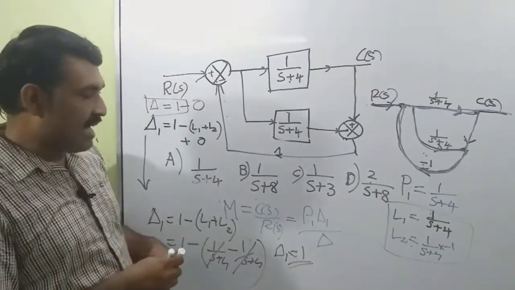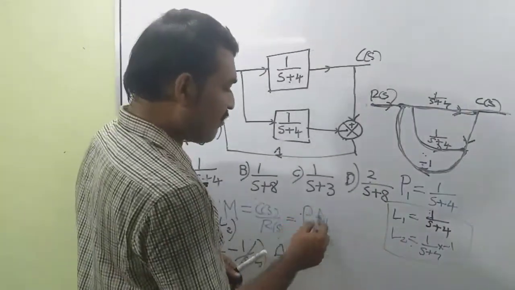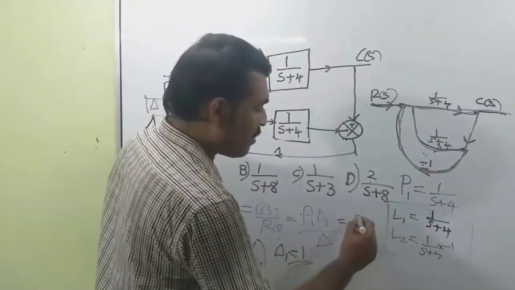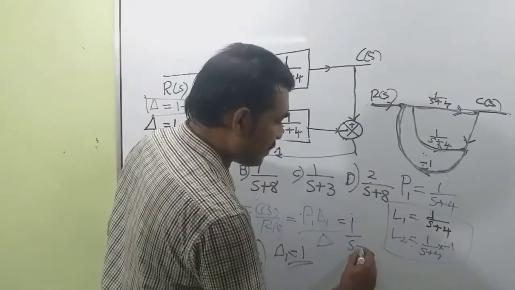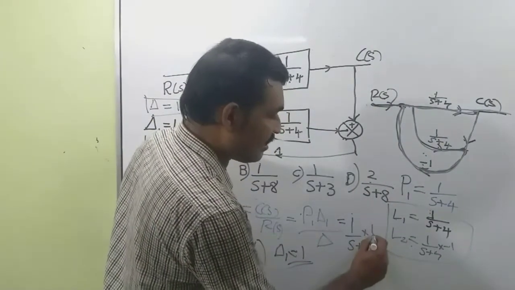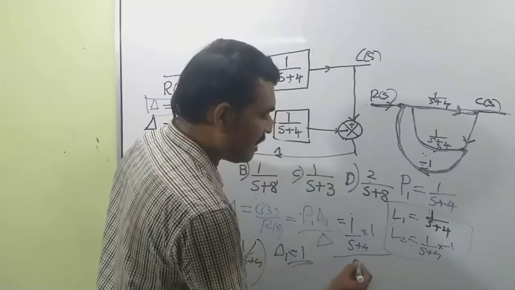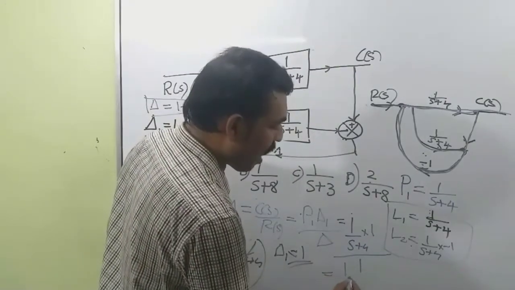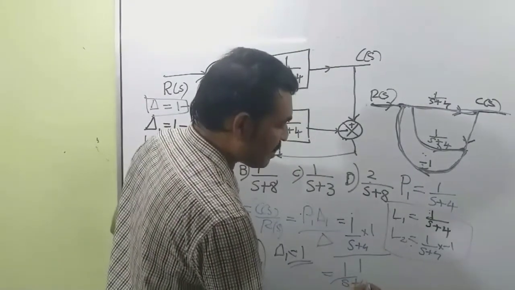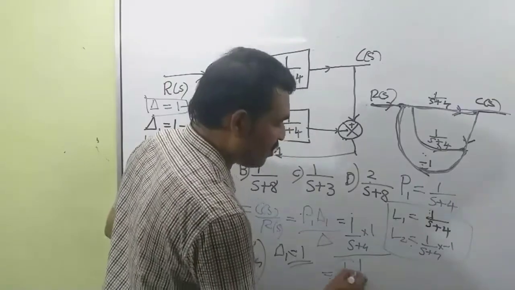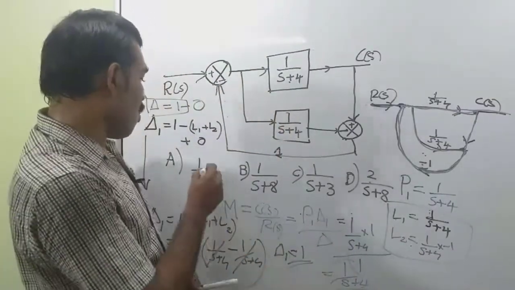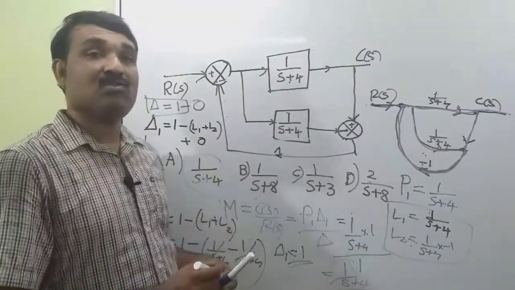So we get the answer is equal to P1 del 1. P1 is 1 by S plus 4 into 1, that is del 1, divided by del, that is equal to 1. So the answer is 1 divided by S plus 4. This is the transfer function of this system. So the option is A, that is 1 by S plus 4.